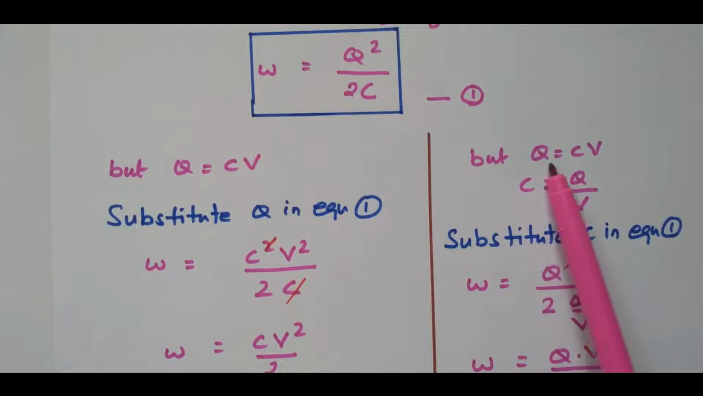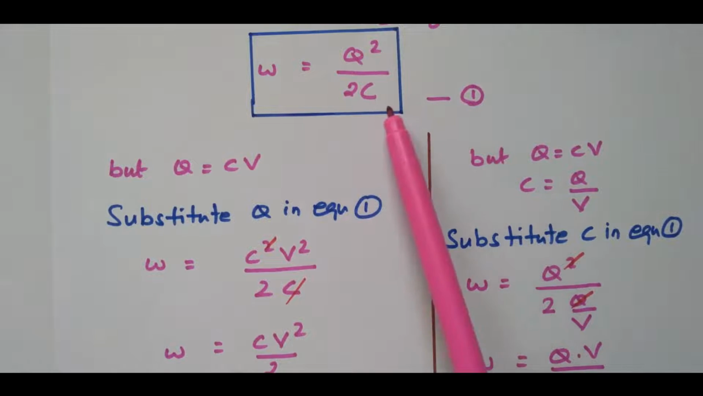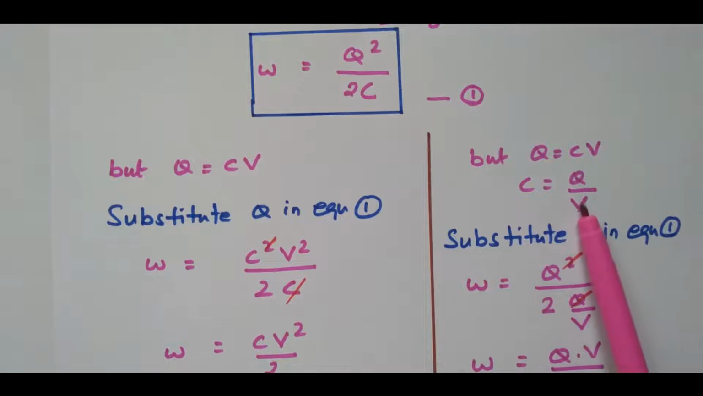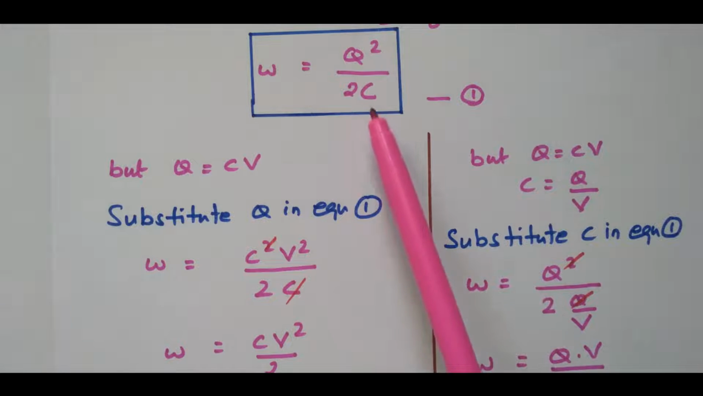Same thing, Q equal to CV. From that, C equal to Q by V. We are going to substitute in the equation for C. We are going to replace the C value by Q by V. Here we replace the Q value by CV. This Q is replaced here. In this third form, the C is replaced by Q by V.